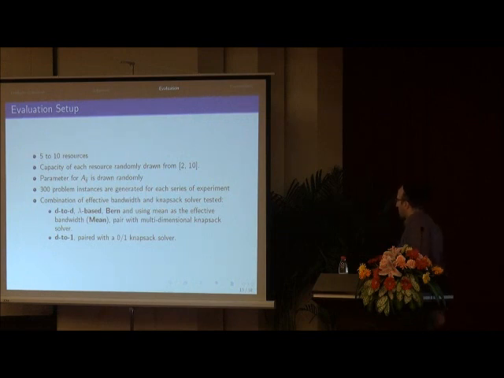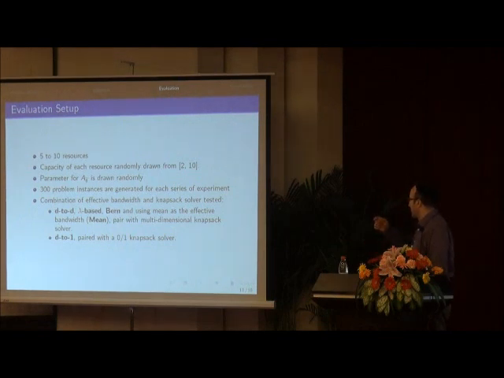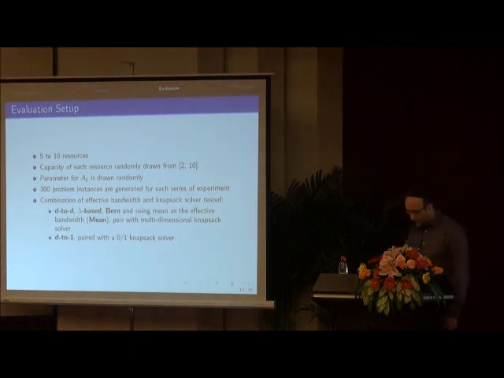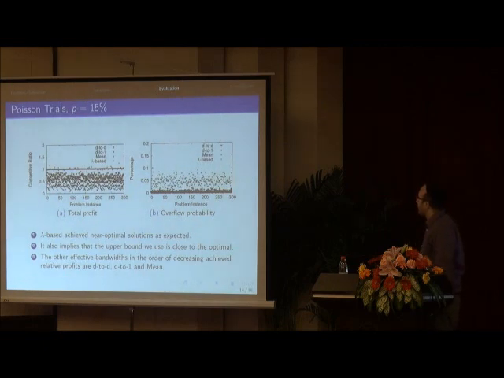The following are tested: the D2D, the lambda based, the Bernoulli, and they use the mean as the effective bandwidths. They pair it with either the multi-dimensional knapsack solver or the one-dimensional knapsack solver, depending on whether they convert the vector to a vector or a vector to a scalar. So this is just one set of experiments.